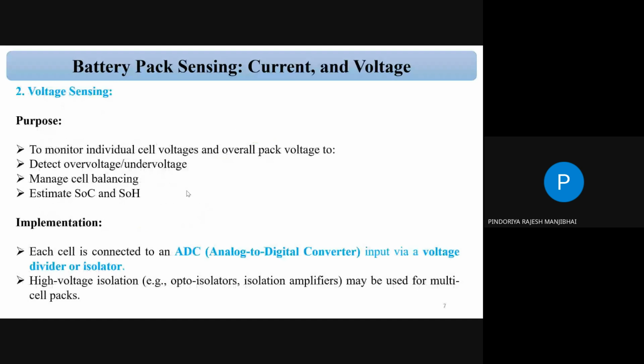Voltage sensing purpose. What is the purpose? To monitor the individual cell voltage and overall pack voltage. Correct. So we have to measure the individual cell voltage as well as the overall pack voltage, and detect over voltage and under voltage. That is the most important part, because if the voltage is over voltage, maybe there is a blast, and if the voltage is under voltage, the cell will not work properly, because a minimum voltage is required for the cell. That is why it is the most important part.